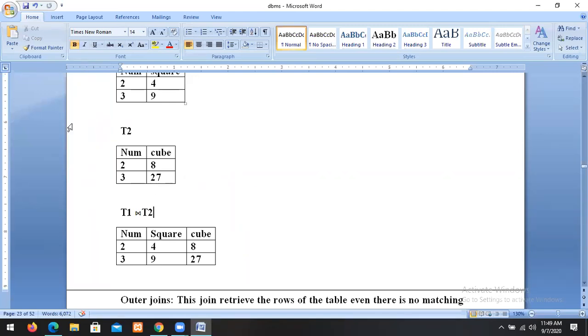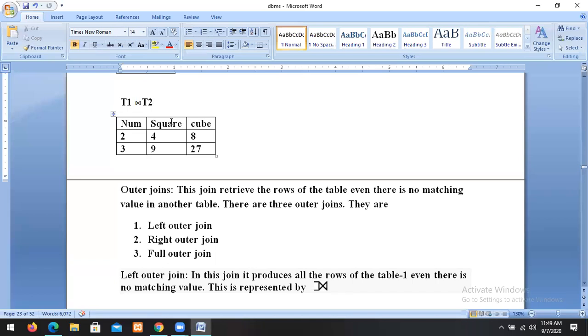Similarly, what is an outer join? In an outer join, the rows will be selected even if there is no matching row in the corresponding table. Such a join is called an outer join. A join is said to be an outer join if rows are selected even when there is no matching value in another table.